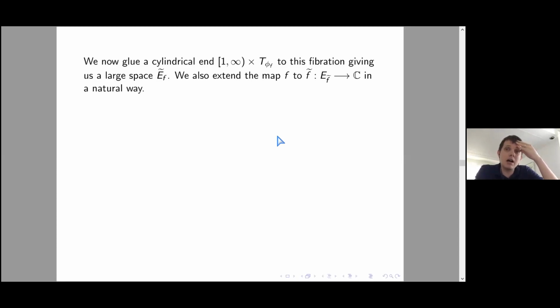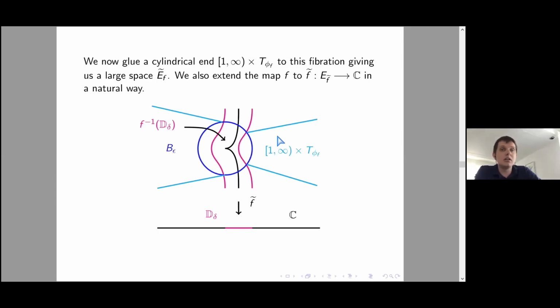I'm not going to go through all the details of this because it will take ages, but here's the picture. I have this region inside here. That's my original fibration, and it maps to this disk, which is this little pink piece here. And then I've extended it to a fibration over C by attaching this cylindrical end, which I've schematically drawn with these blue lines. Okay. Is anyone confused by what I've done, or have any other questions?